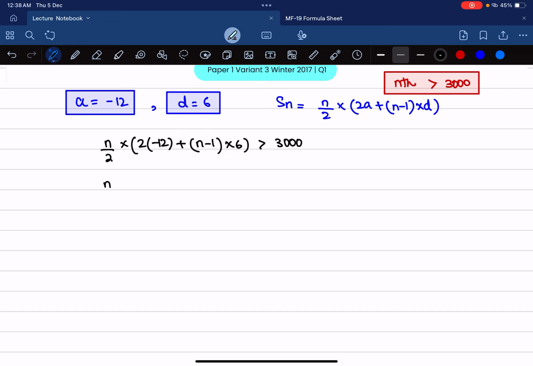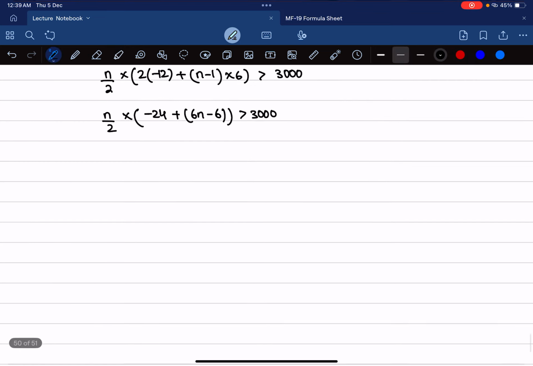After that, what will we do? We are going to simplify the inequality that is being created. n upon 2 into minus 24 plus n minus 1 into 6. We should basically multiply it out so we can save steps. This is going to be 6n minus 6, with the external bracket, greater than 3000. Am I right? So n upon 2 multiplied by minus 24 plus 6n minus 6 greater than 3000.